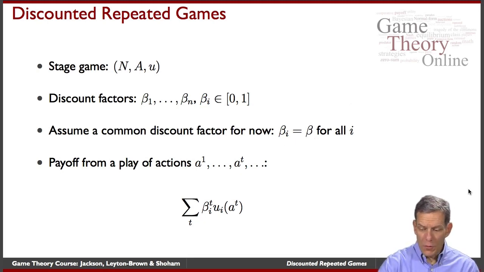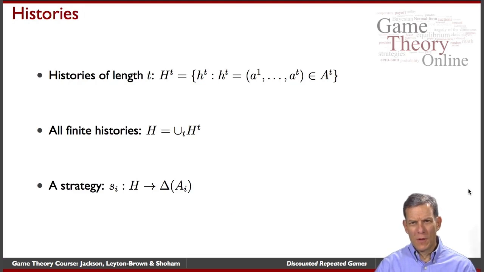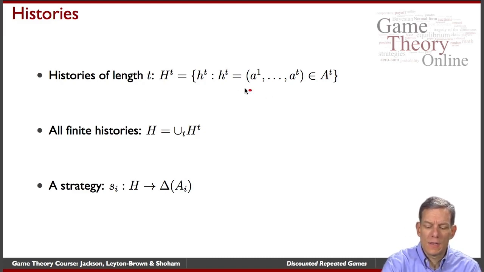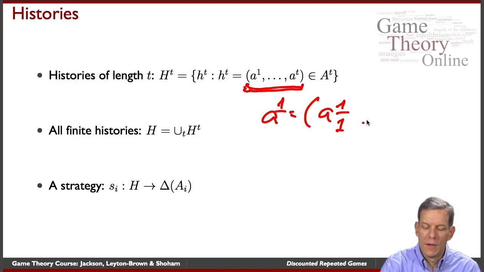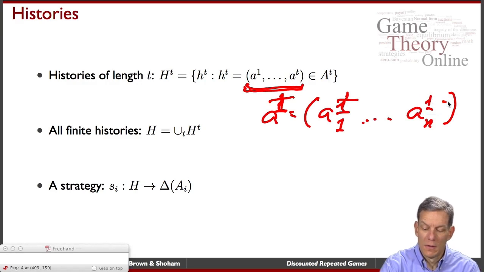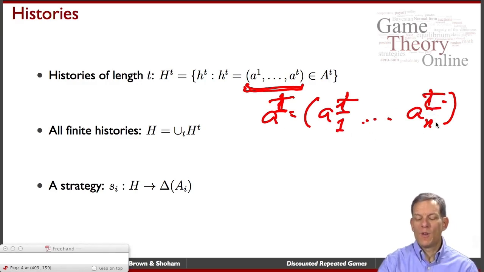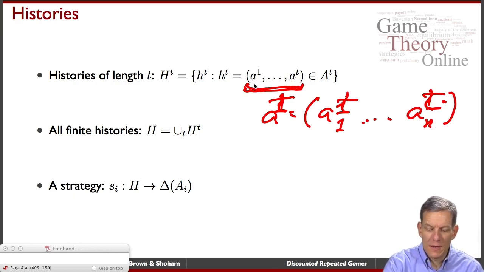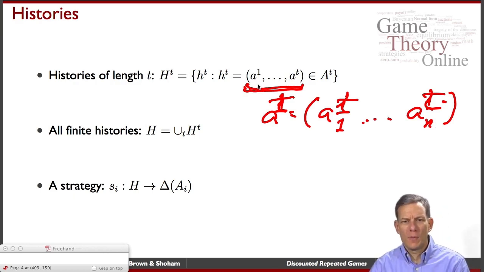When we look at these games, players can condition their play on past history. A finite history of some length t is just a list of everything that's happened at every date. Here, a1 is a profile of what every player did in period 1. In the first time we played this game, what did everyone do? And generally, a_t is what everybody did at time t, so we have a_t1 to a_tn. These are vectors, and they tell us what everybody did in the first period, the second period, and so forth.